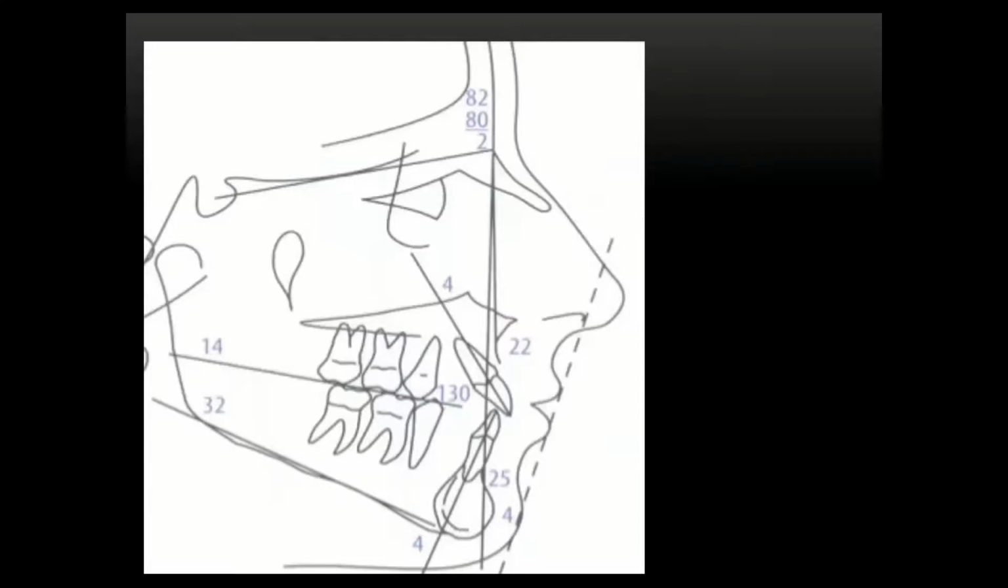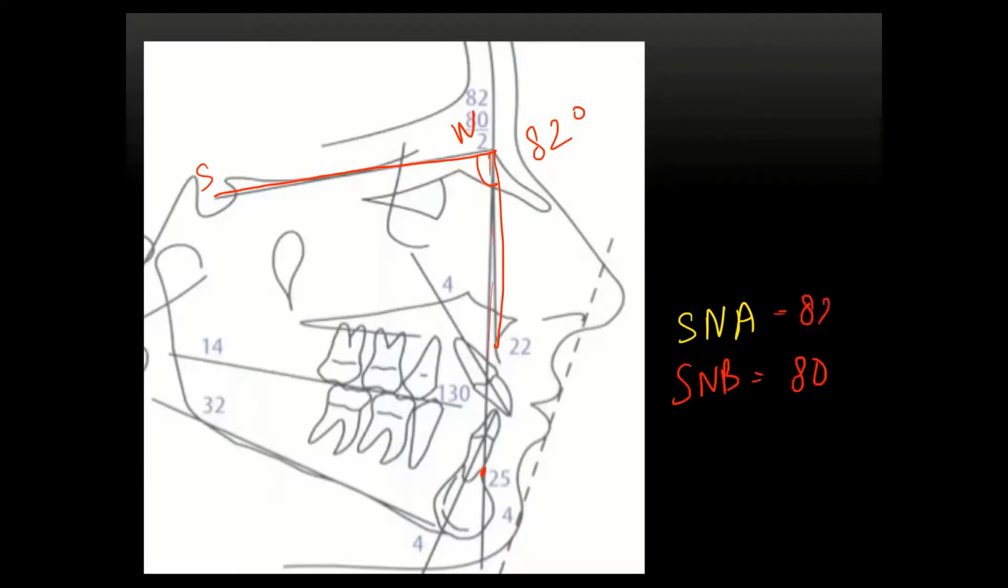Next is the Steiner analysis, in which the first angle is SNA. You take S, N and A. This angle is 82 degrees. Then is SNB, which is 80 degrees. SNA is 82 degrees, then ANB is 82 minus 80, which is 2 degrees.